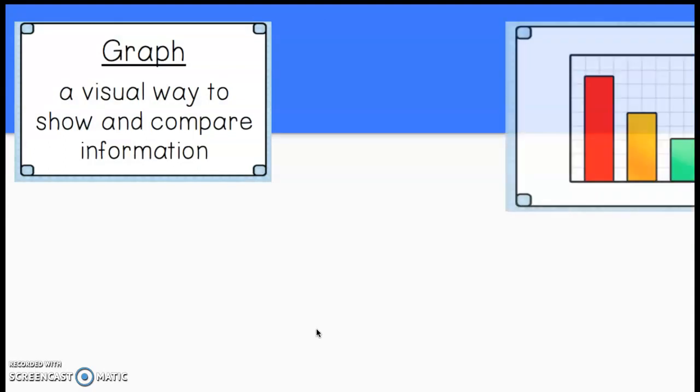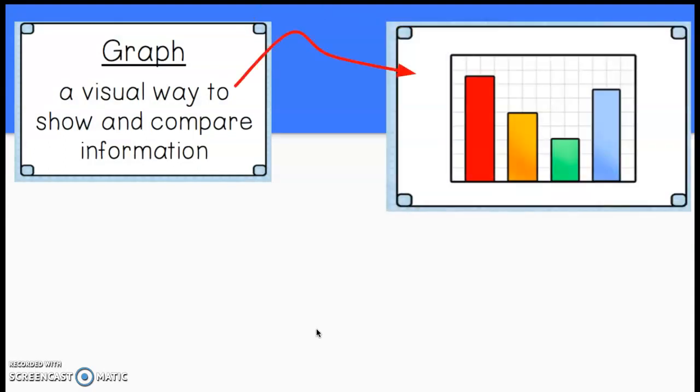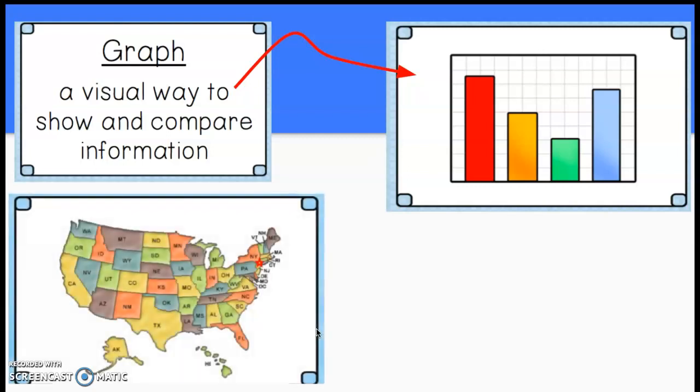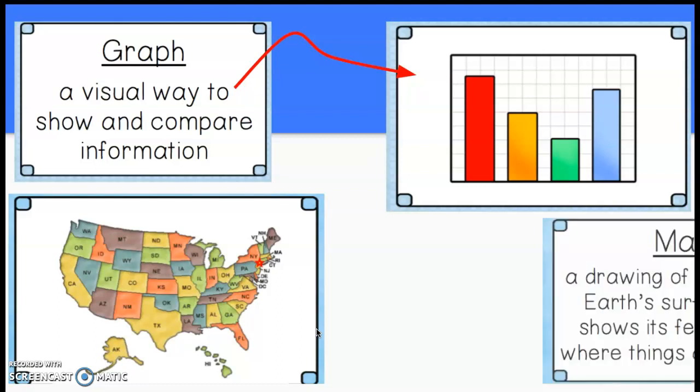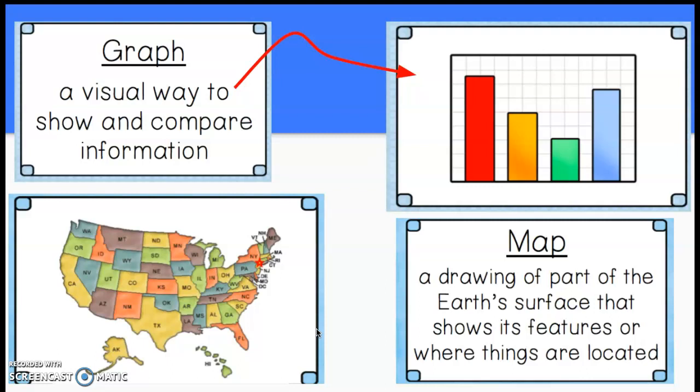A graph, y'all should know, and it should look very familiar from math, is a visual way to show and compare information. We have made graphs. We know that we can pull data off of them to help us understand something more. And of course, maps. A map is a drawing of a part of the Earth's surface that shows its features or where things are located. Here we have an example of this is where New York is located.